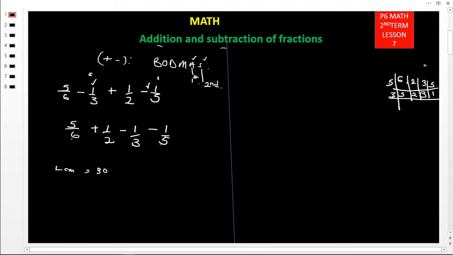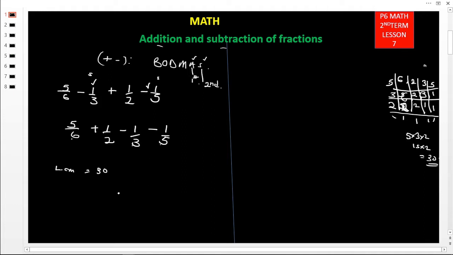From 5 we go to 3. How many 3s are in 6? They are 2. How many 3s are in 3? 1. Then how many 3s are in 1? Then a 1. So we go to 2. How many 2s are in 2? 1. So we have 5 times 3 times 2. This is 15 times 2, so it is giving us 30. So the LCM is 30.